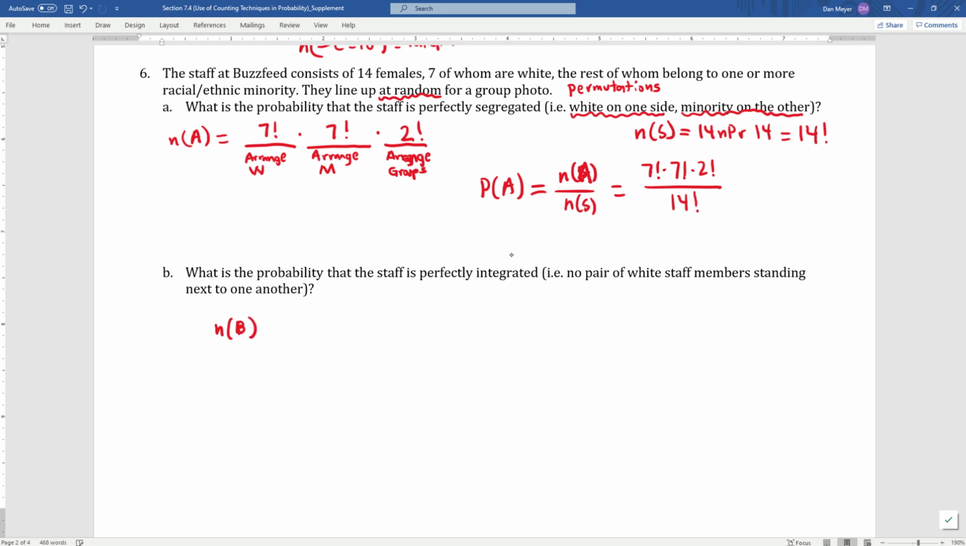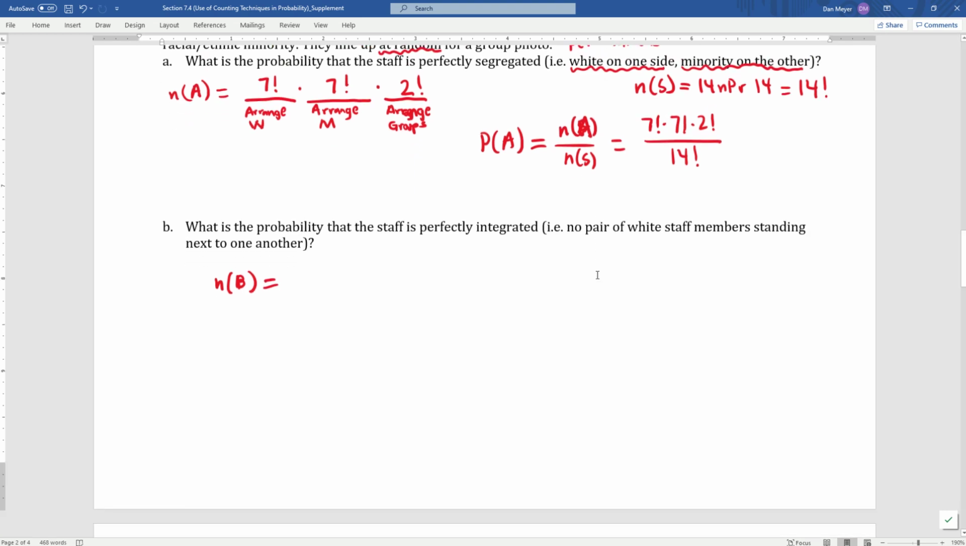Let's just do this using the fundamental counting principle. Let's break this into 2 cases. All right, there's a white staff member on the left, and that forces a minority to be the furthest on the right, or we could have a minority starting on the left. So if we start with a white person on the left, there's 7 white people to choose from.